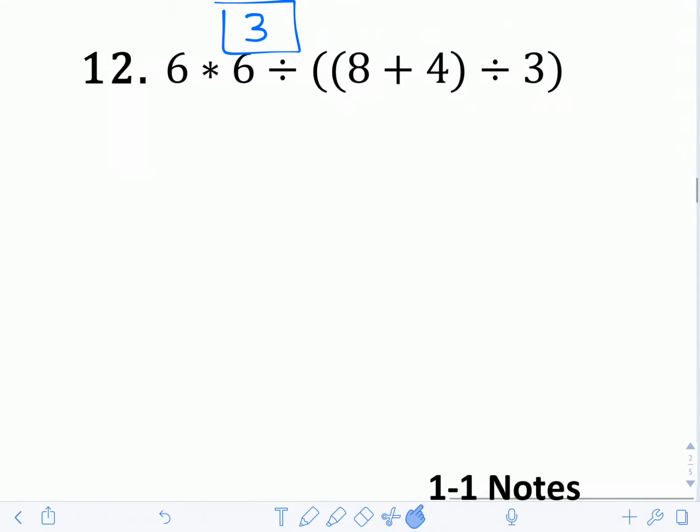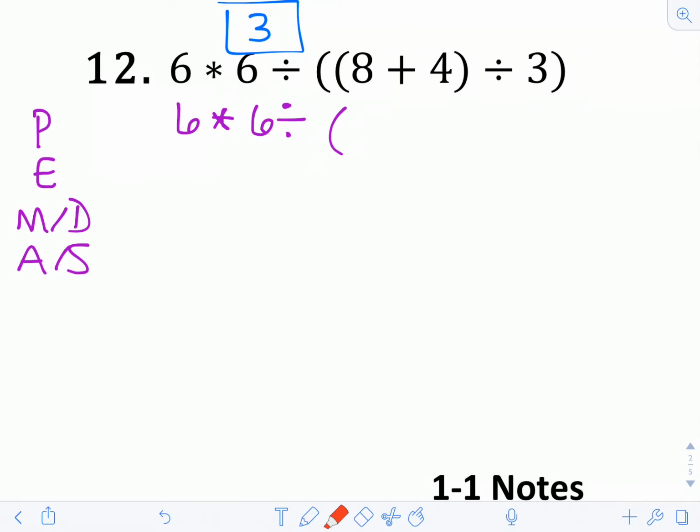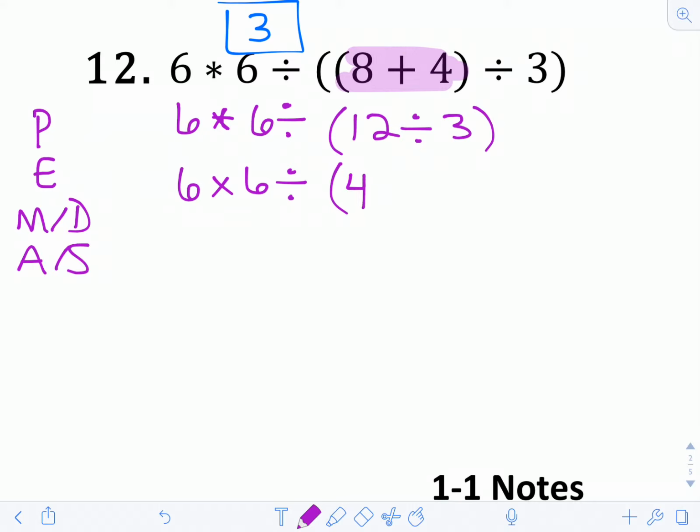All right, last one. So again, PEMDAS. First is parentheses. We actually have 2 sets of parentheses. So let's go through this. 6 times 6 divided by parentheses. Okay, we're going to take care of the parentheses right here. 8 plus 4. 8 plus 4 is 12. And then I'm going to copy everything else down, divided by 3. Still have to take care of the parentheses. So 12 divided by 3 is 4.